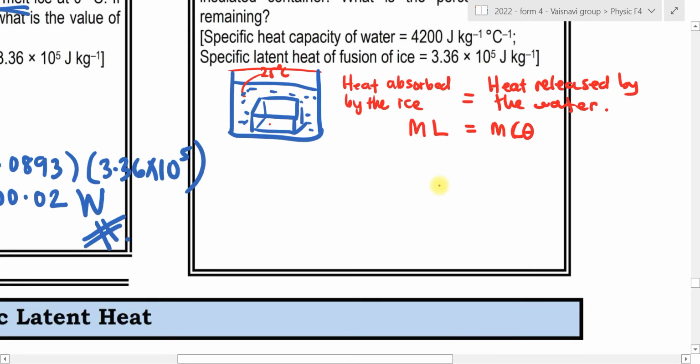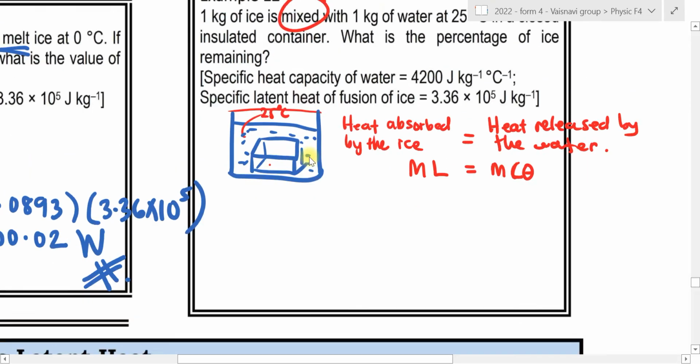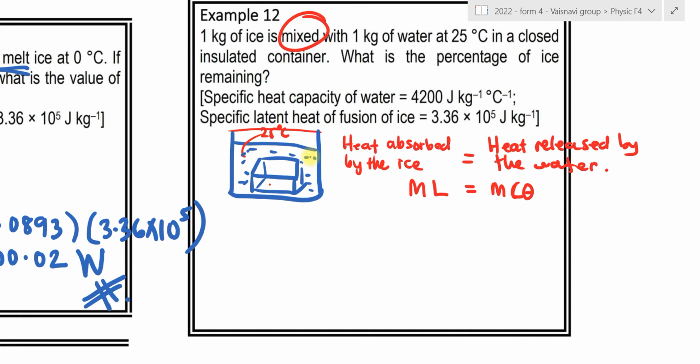So heat absorbed by the ice is... okay, but they ask what is the percentage of ice remaining. So we need to find the mass first. Berapa mass yang dia melted? We don't know. Latent heat of fusion is 3.36 times 10 to the power of 5.